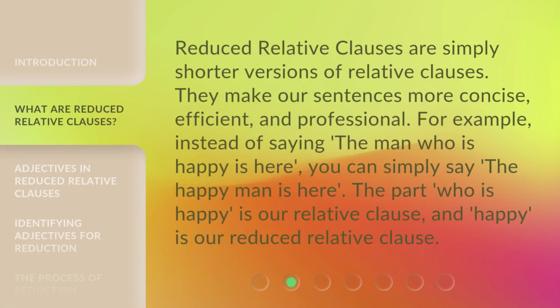Reduced relative clauses are simply shorter versions of relative clauses. They make our sentences more concise, efficient, and professional. For example, instead of saying, "The man who is happy is here," you can simply say, "The happy man is here." The part, "who is happy," is our relative clause, and "happy" is our reduced relative clause.